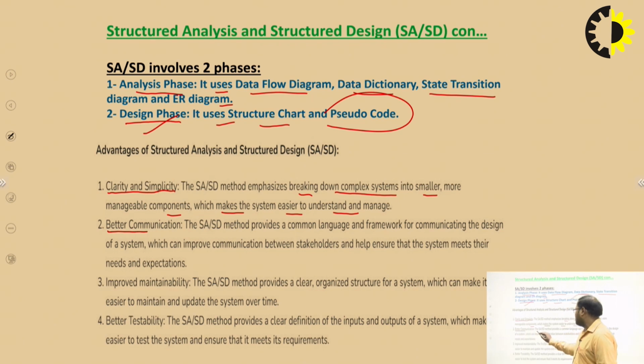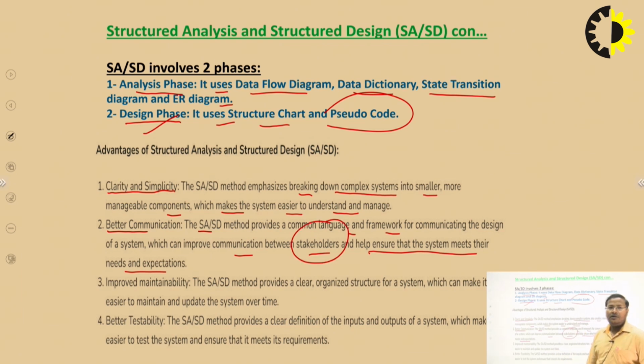Better communication. The SASD method provides a common language and framework for communicating the design of a system, which can improve communication between stakeholders and help ensure that the system meets their needs and expectations. You are familiar with the stakeholder, the person who has interest in the software development, they are called stakeholders, like developer, tester, shareholder.